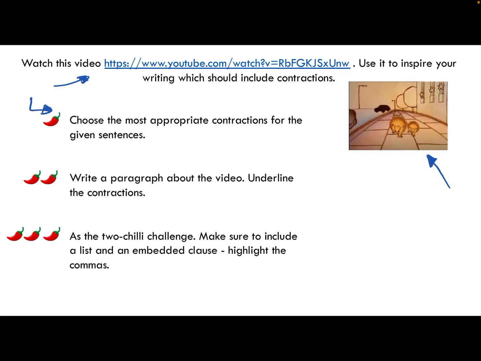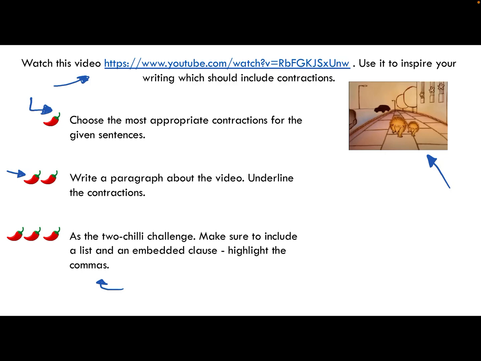What I want you to do is write some sentences that have some examples of contractions in there. So write some. It could be something like the hedgehog couldn't find a place to cross the road safely. So couldn't would be in there. Number two. Oh, sorry, for number one, of course, we'll have the writing frame as well. For number two, write a paragraph and underline your contractions. And number three, make sure to include a list and an embedded clause.